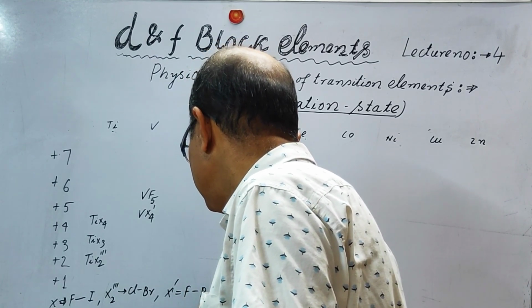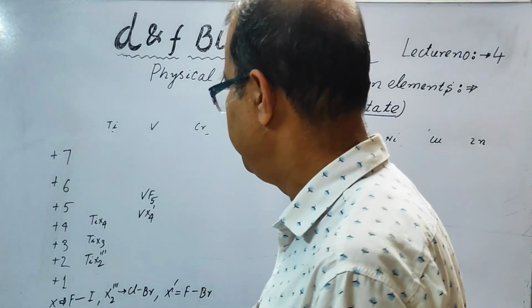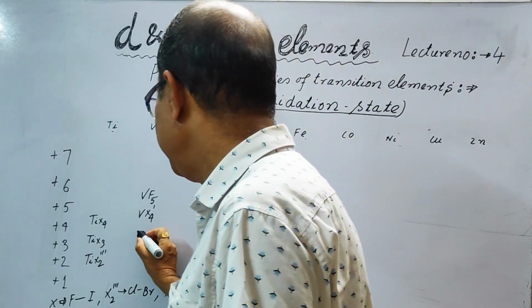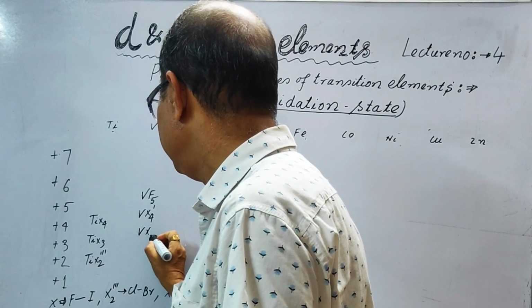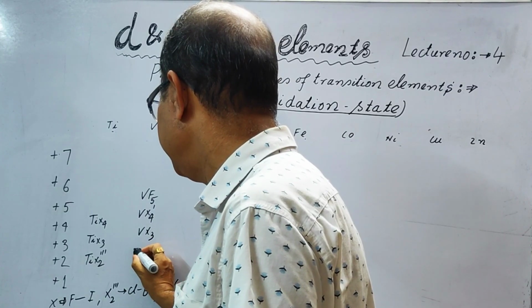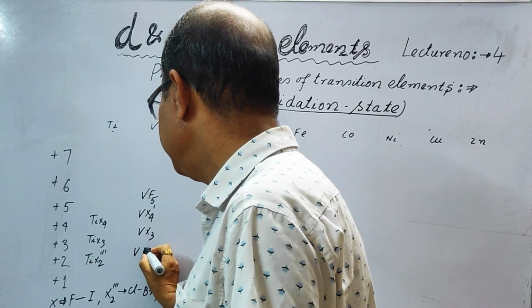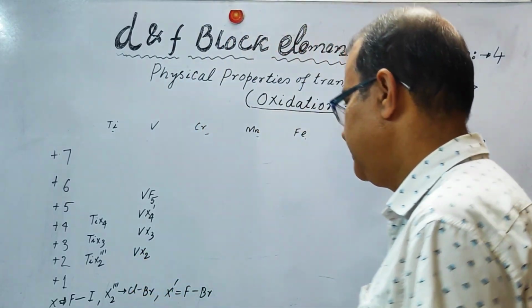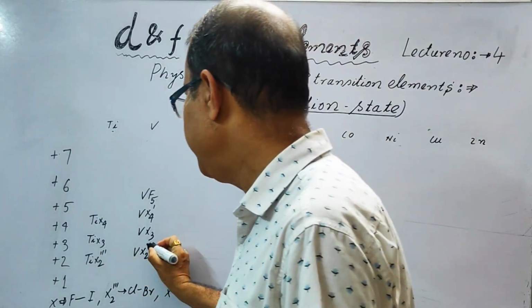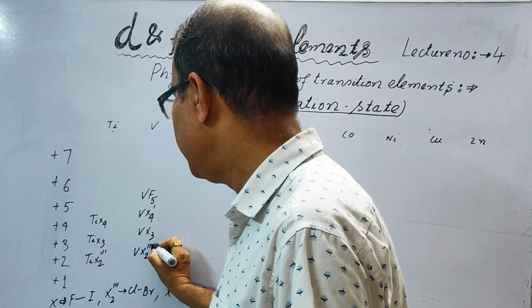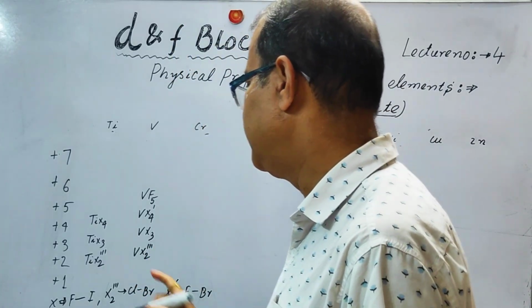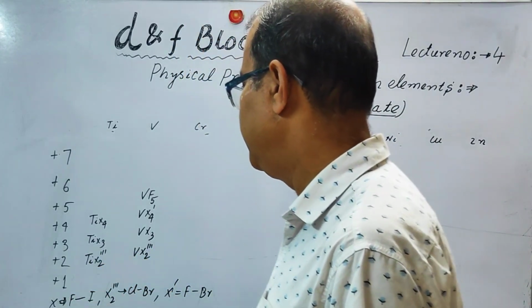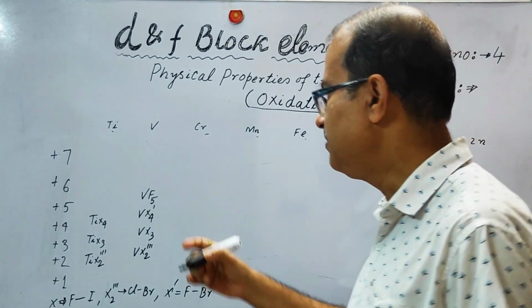Fluorine to bromine. Then trihalide, and then you will observe this dihalide. In the dihalide also you will find that it does not have the fluorides, just like the dihalide in the case of titanium.